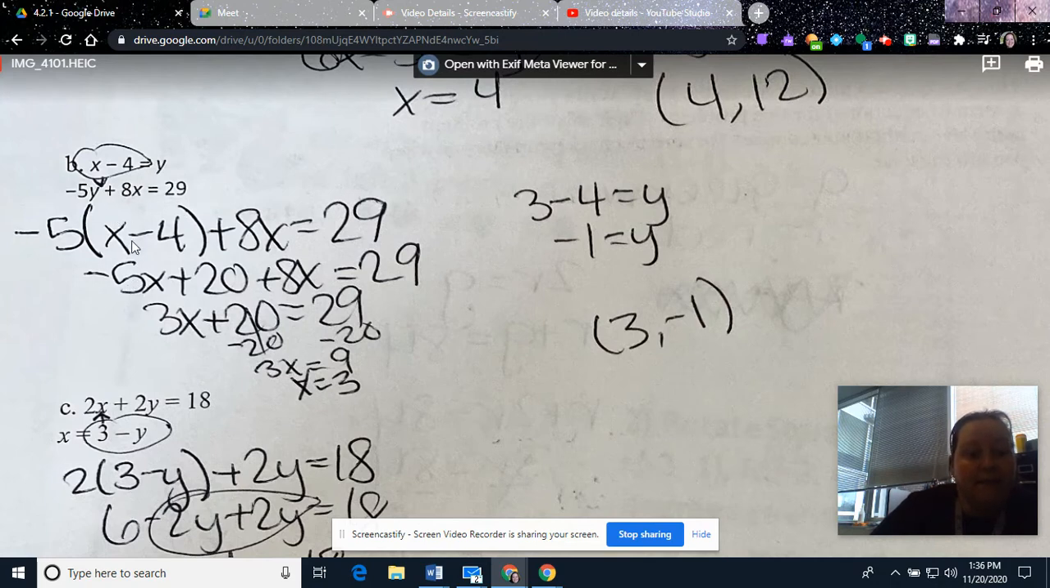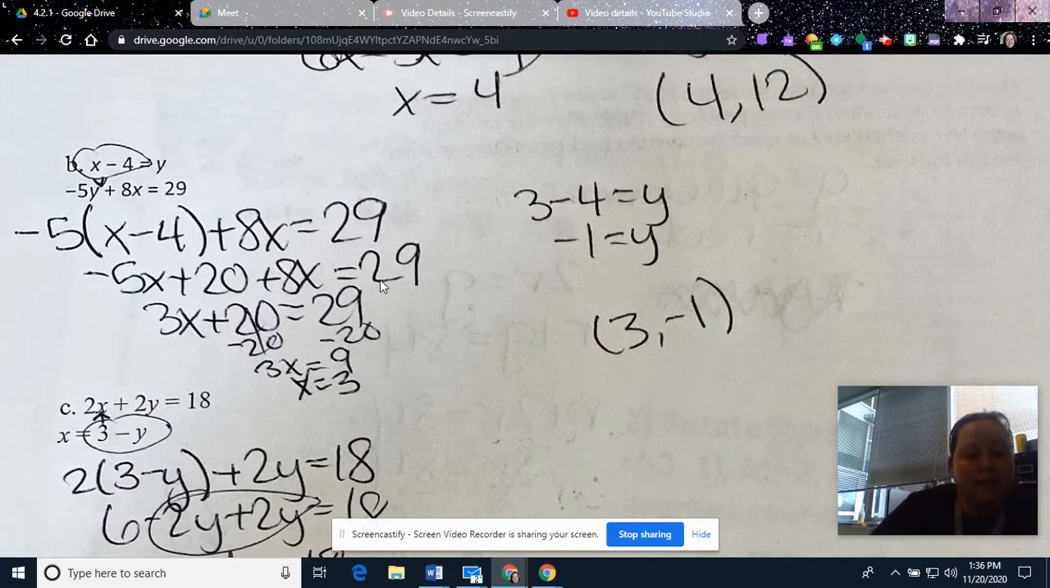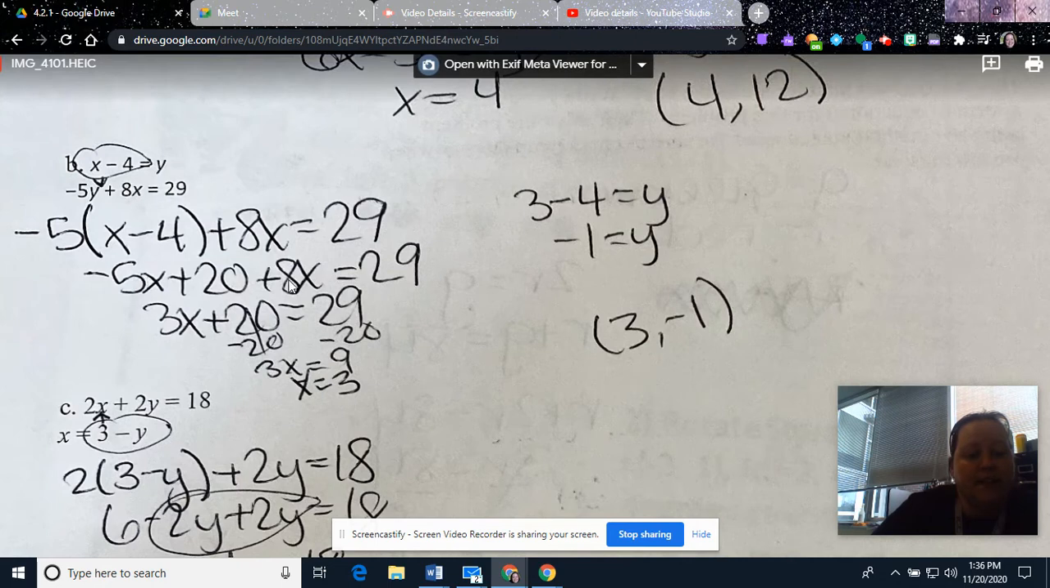And then here, a negative times a negative makes it a positive. I see lots of those mistakes still. Plus 8x equals 29. Then you have negative 5x plus 8x. When you combine those like terms, you get 3x. Bring down your 20 as well.